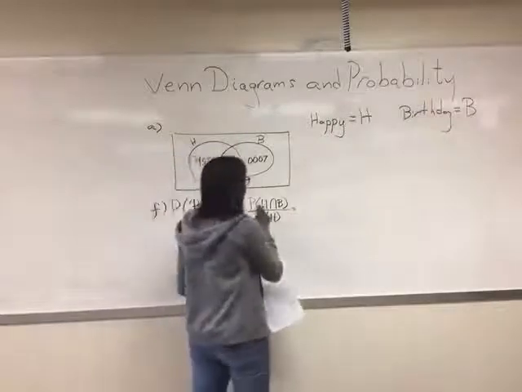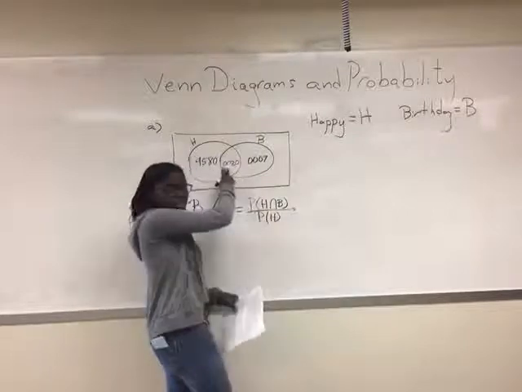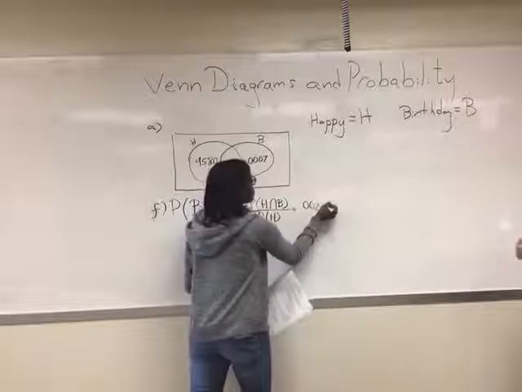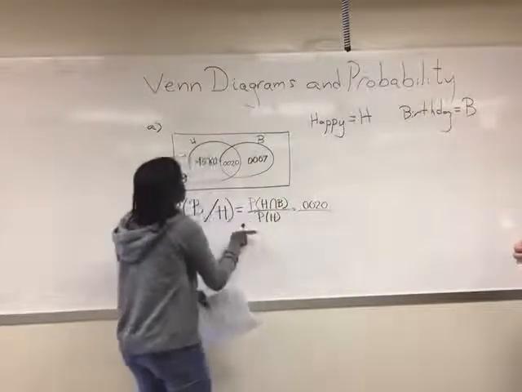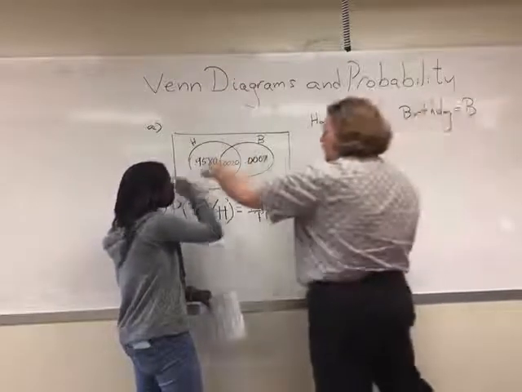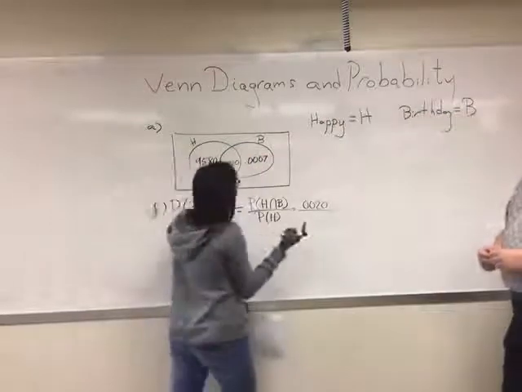So the probability that it's a happy day and it's your birthday is found right here in the center where they overlap, which is 0.0020. And then the probability that it's strictly a happy day, which is 0.9600 because it's the entire circle, right? It's all of that. So all of it. It's 0.960.